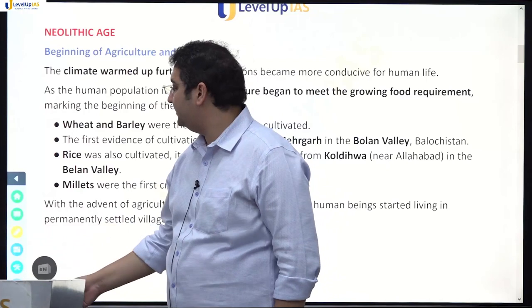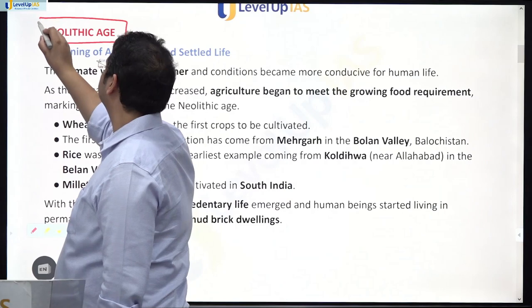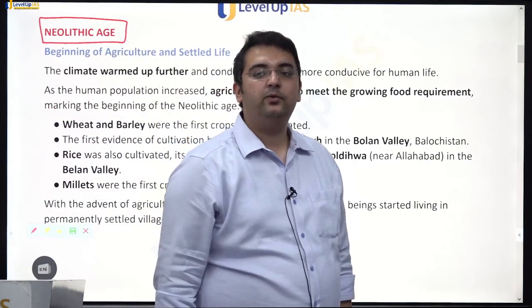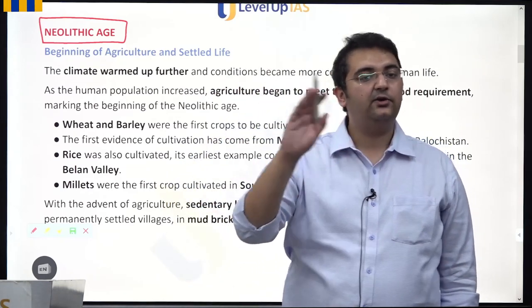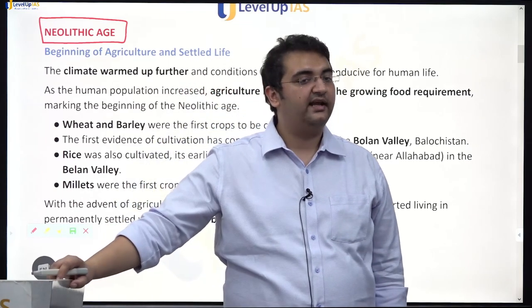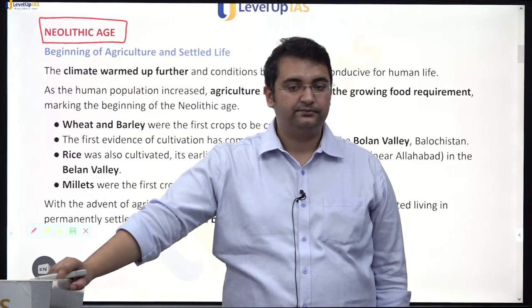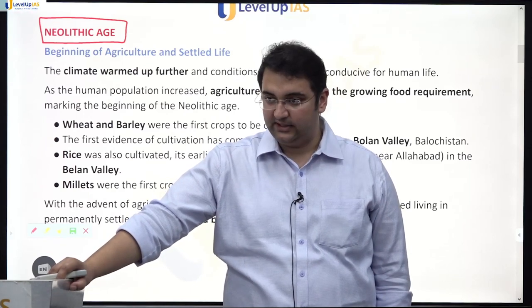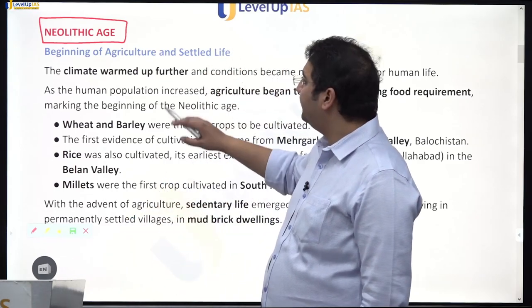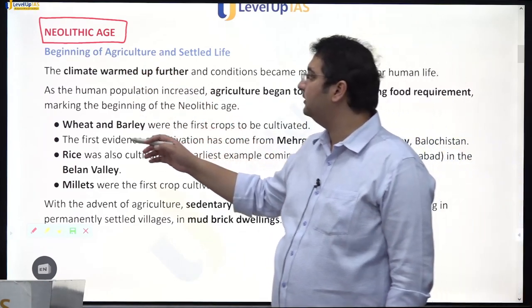Next, we have the Neolithic age. What is the demarcating line between the Mesolithic and Neolithic age? What was that change in the nature of human existence which allows us to say that the Neolithic age has begun? Beginning of agriculture. Okay? So that becomes the dividing line. But for the beginning of agriculture, some climatic changes must have also happened.